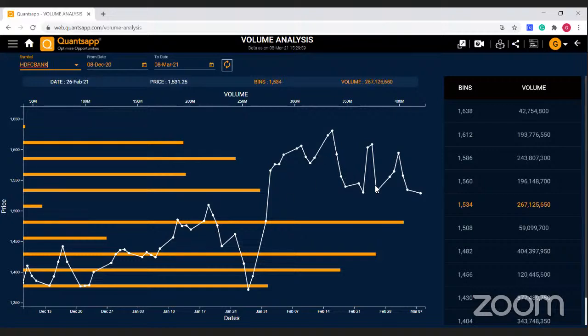So I hope you have understood the volume analysis as well, and how you can precisely look into this particular tool while doing your trading or data analysis. Just keep watching those levels and the movement that the stock is taking.